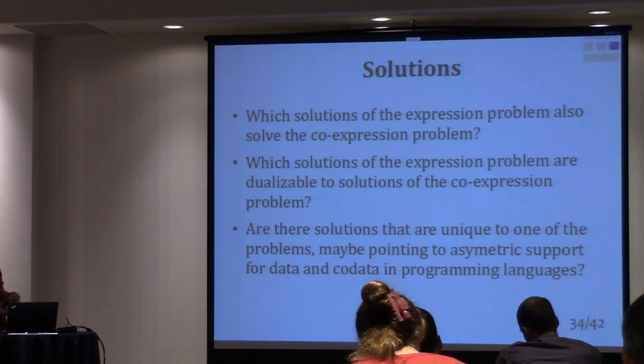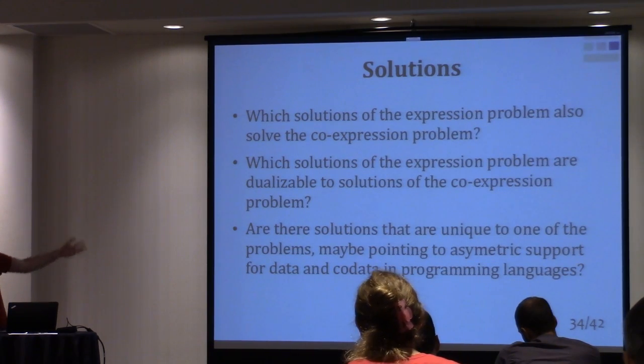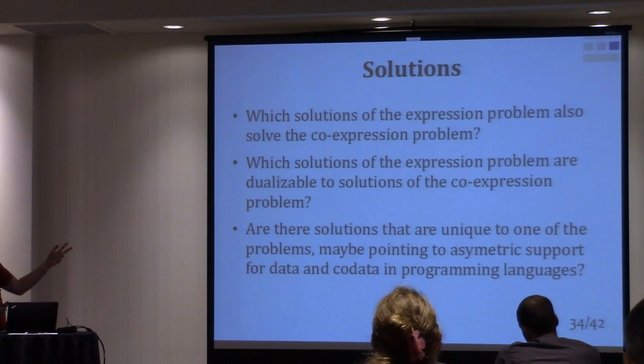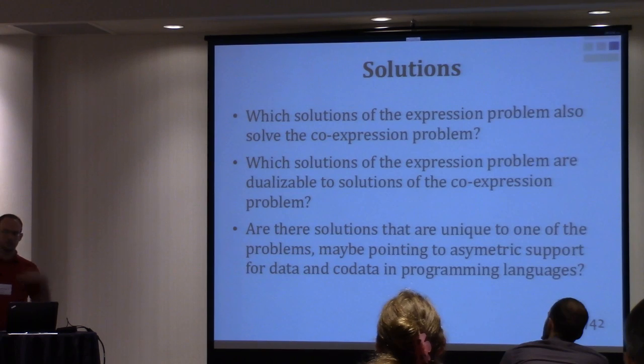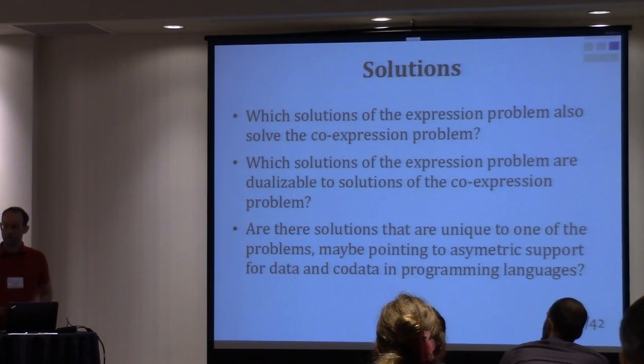But what I find most interesting is the question: are there also solutions that are unique to one of the problems? I'm interested in this because I believe it points to asymmetric support for data and co-data in programming languages. Because it should be just dual. If the problems are dual, and data and co-data are dual, then it should be feasible, easy, and at least thinkable to have equally well-supported data and co-data. So that if I can solve one of the problems, I can do the dual thing to solve the other problem.